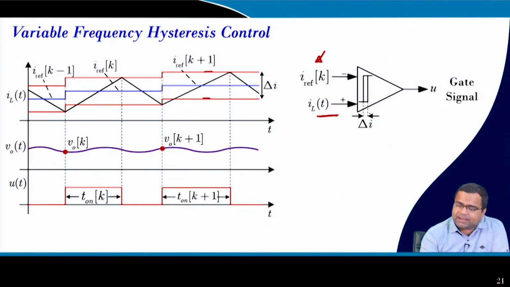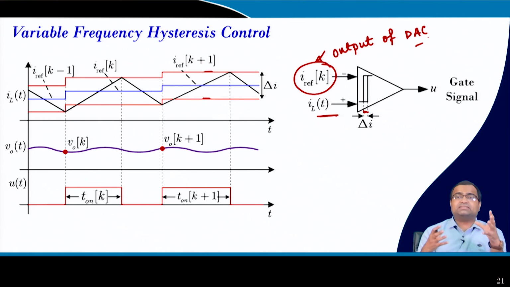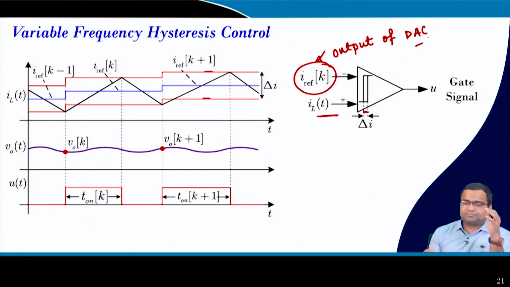For this hysteresis band, you can either implement a hysteresis comparator, or there is an architecture that I will discuss shortly, where you can use a single comparator and a single D2A converter. So, you need a D2A converter here, and its output will come here, and this D2A converter input is nothing but the controller output.